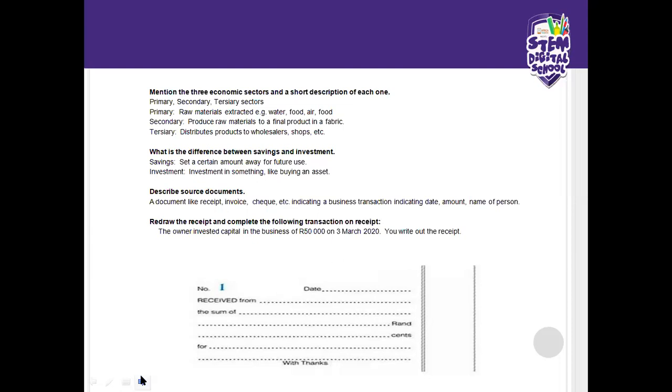So what is the difference between savings and investment? Savings set a certain amount away for the future. Investment is when you invest in something, when you buy something like an asset.